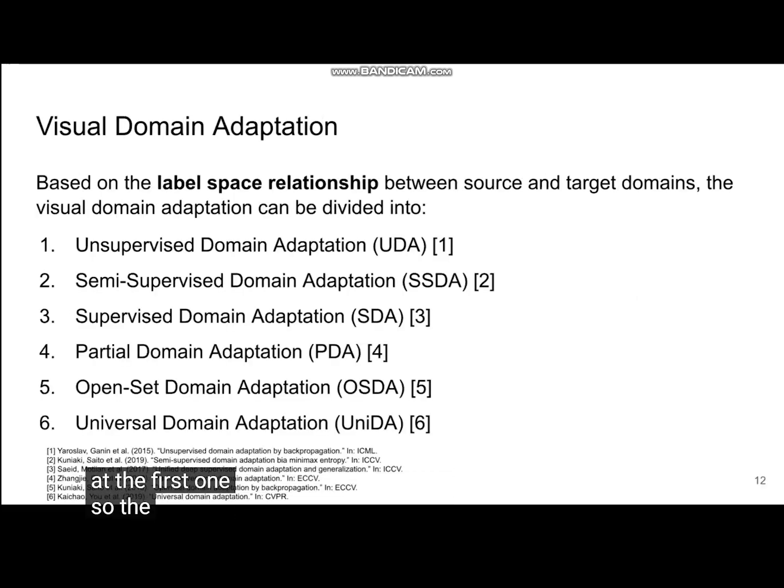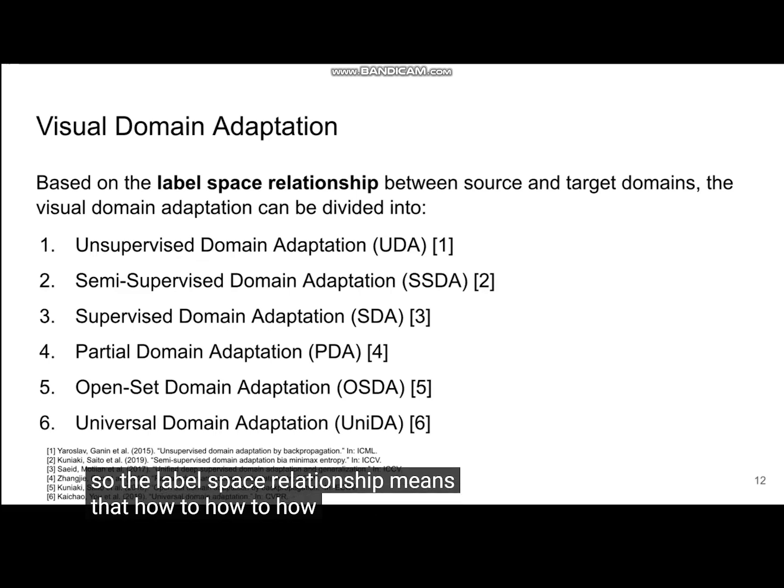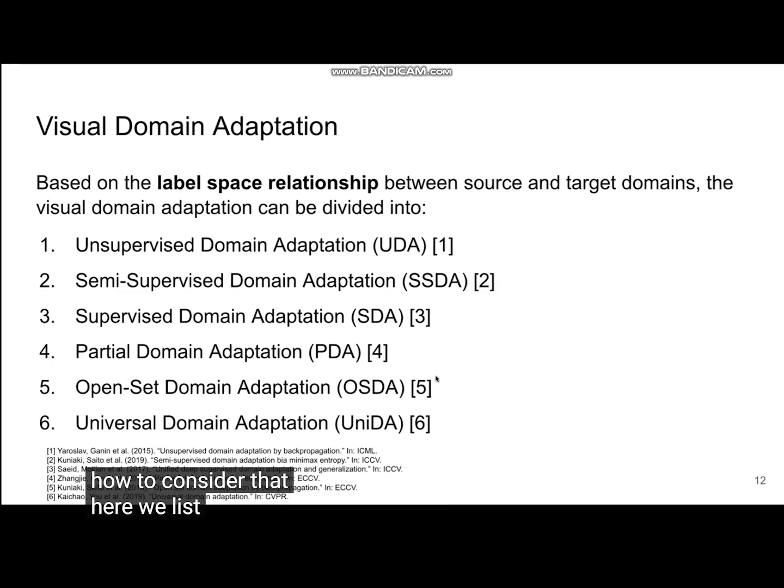So the label space relationship means how you assume the availability of labels in the source and target domain. As you know, in visual domain adaptation, we have both source and target domain in training, in most settings. Then the labels might be available, might not be available. Then how to consider that? Here we list in total 6 different settings by considering different types of label space relationship.